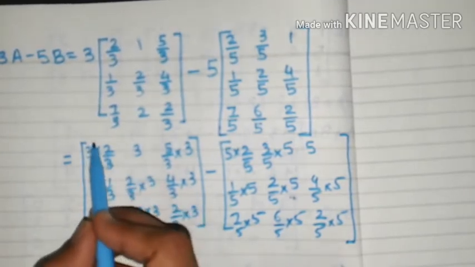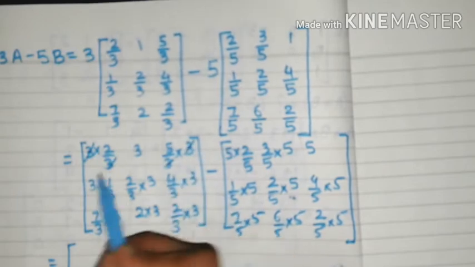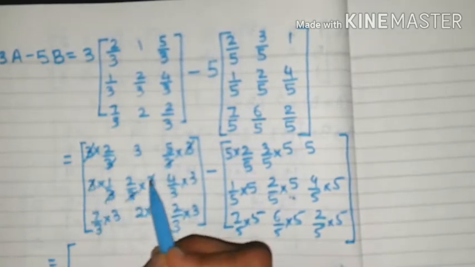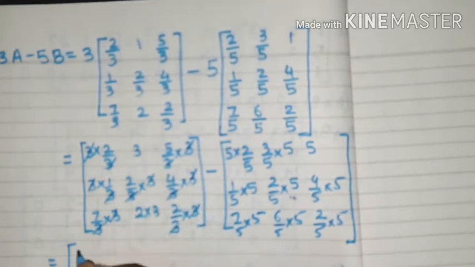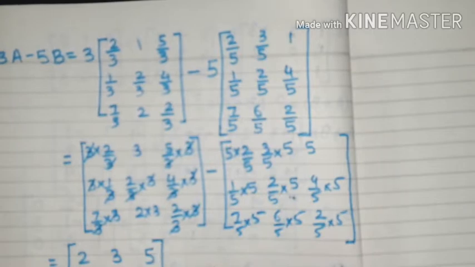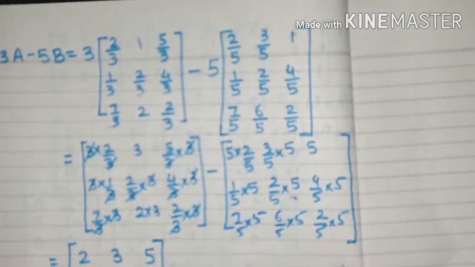So if you see, 3 gets cancelled here in the first matrix, in so many entries the 3 gets cancelled. So we are left with 2, 3, 5. Here it's 1, 2, 4, 7, 6 and 2. So this is the first matrix that we get.